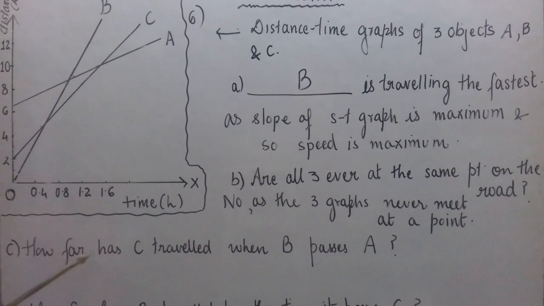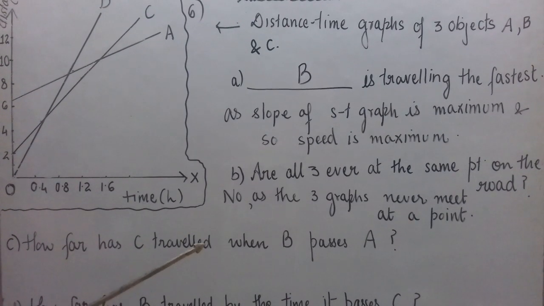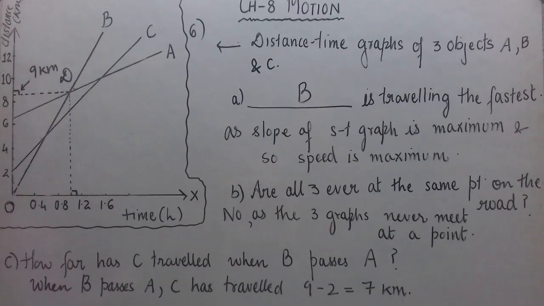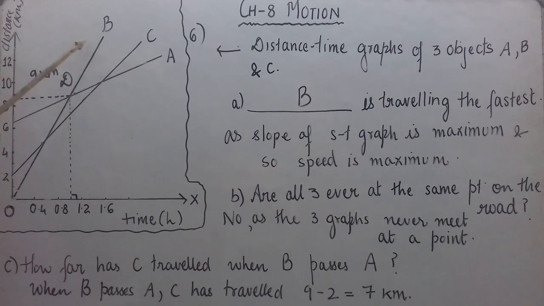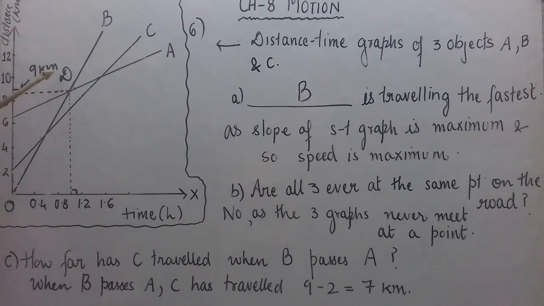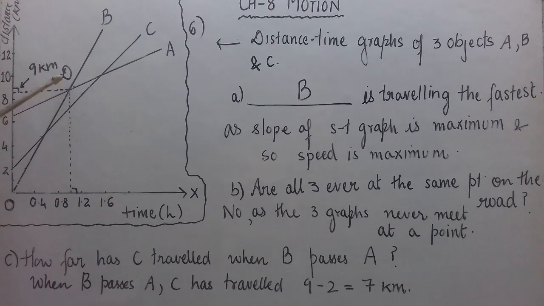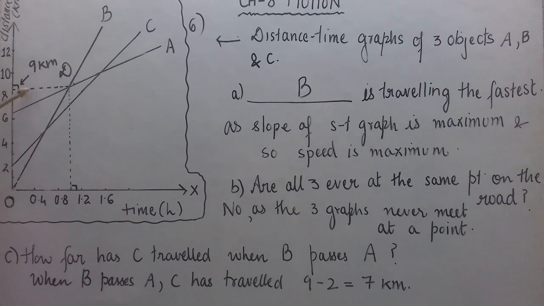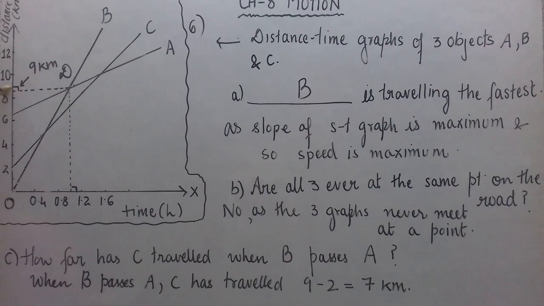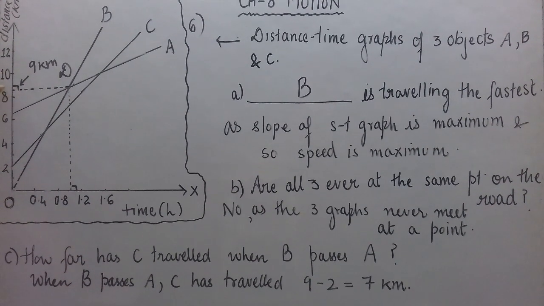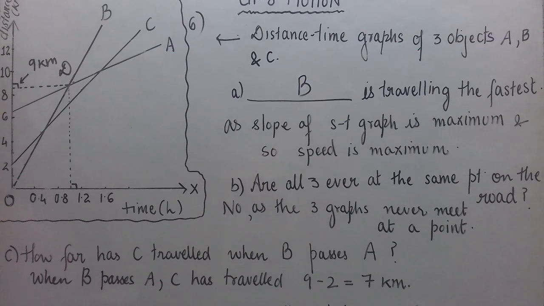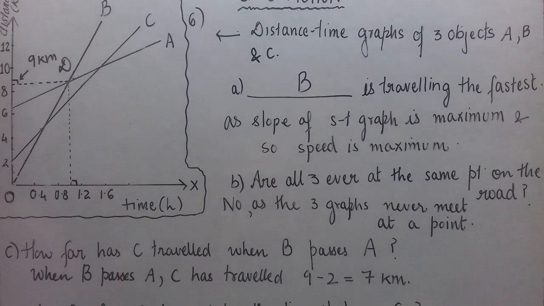But what is the question? How far has C travelled? So let us see how we'll do this. The two graphs A and B meet at this point. Let us name this point with a different letter, D. We can give any letter here. Now I have dropped a perpendicular from this point of intersection on the distance axis. There are 4 divisions between 8 and 10, it is just one division above 8, and the value of one division is 0.5. So here this is 8.5.